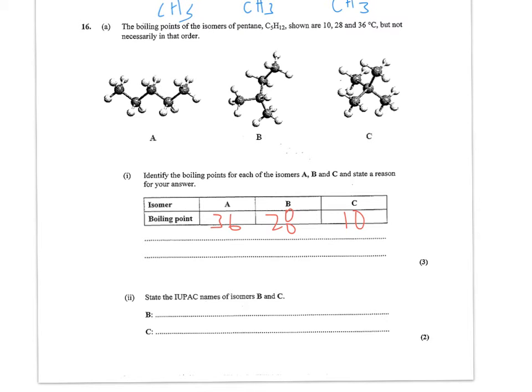And a lot of you made note of the fact that branches decrease the boiling point, but what you didn't tell me is why. And the because is a decrease in surface area, which then decreases the van der Waals forces. So if you'd mentioned either of those, the surface area or the van der Waals forces, I would have given you the second mark for the explanation. Stating the names, most of you had no trouble.